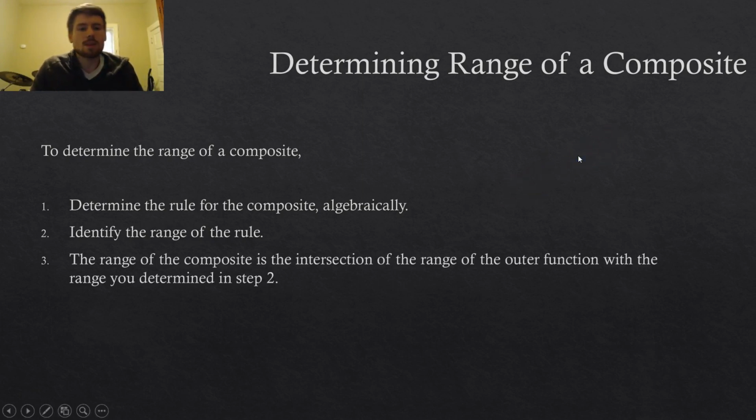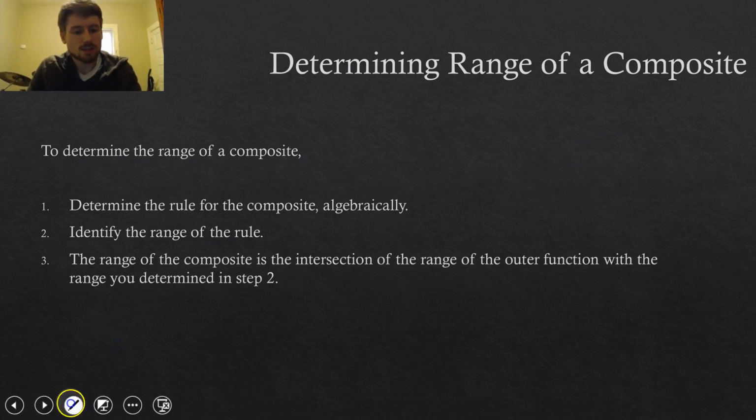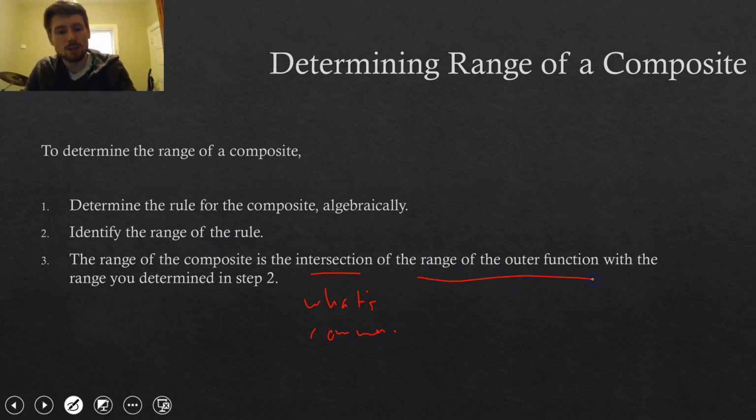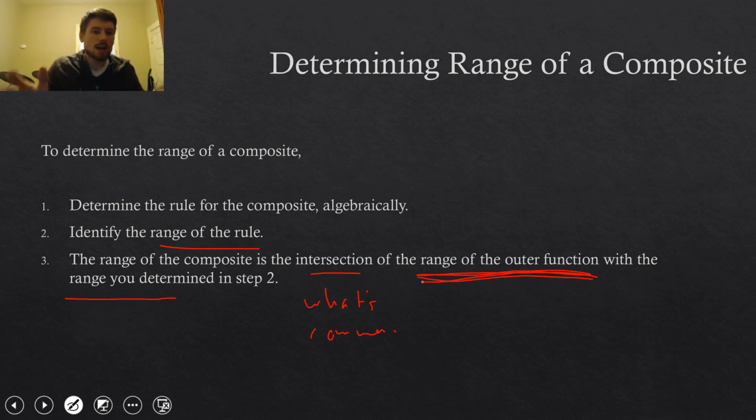And then the range of the composite is going to be the intersection, which is, again, what's common. So this is what's common between the range of the outer function and the range of the rule that you determined. So whatever the outer function is, that range, you can't get more than that. That's the max, because that's the last function you're plugging in.